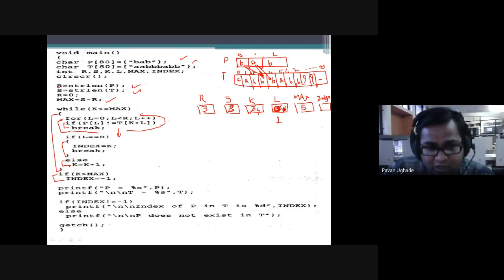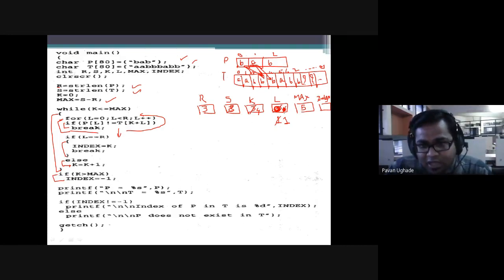So the loop will continue, and we will get L value which is 0. Now it will get incremented to 1. So again here 1 is less than 3, our condition true. Here it comes P of 1. Now we are checking the second character in the pattern, whether P of 1 matches with T of K plus L.